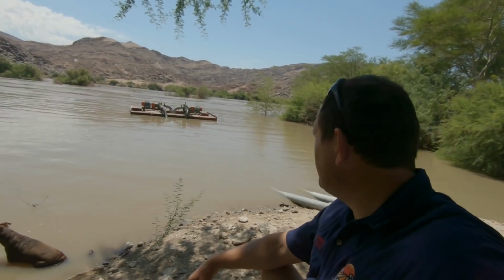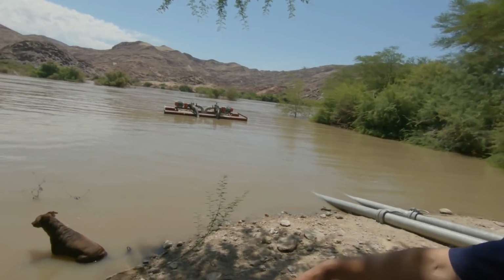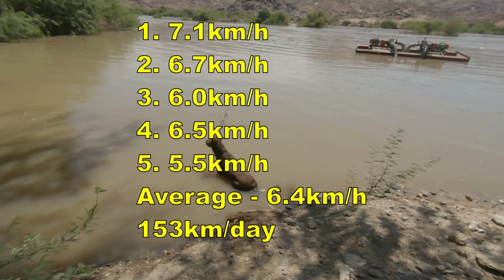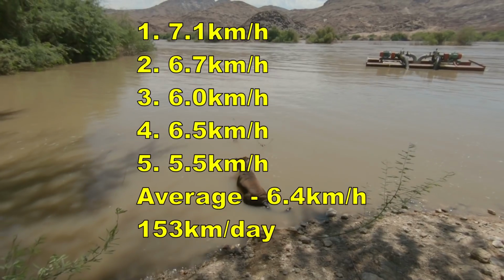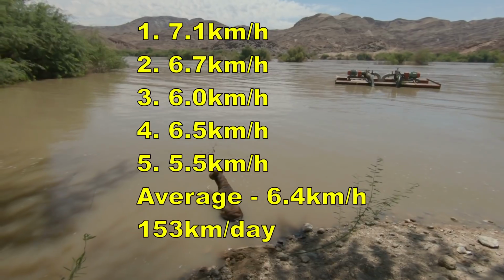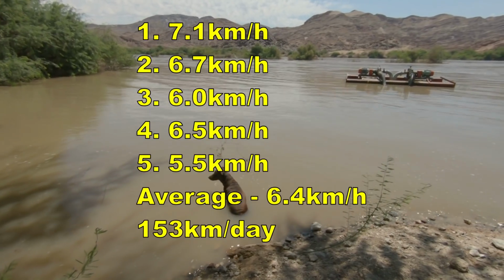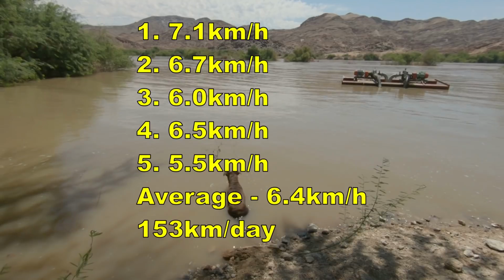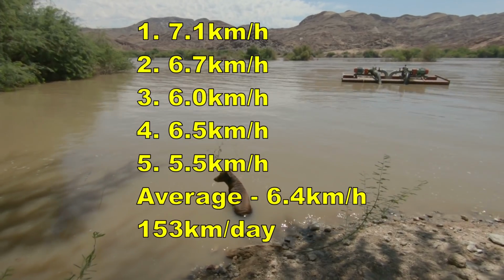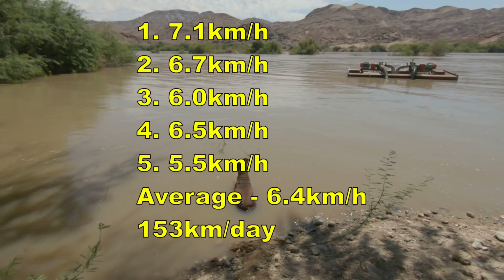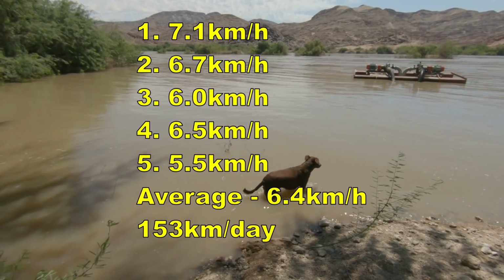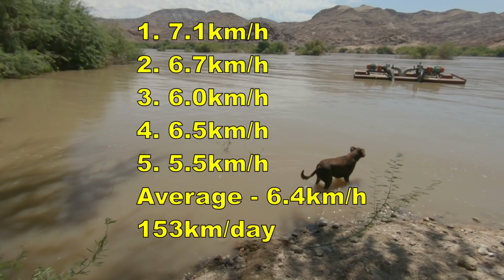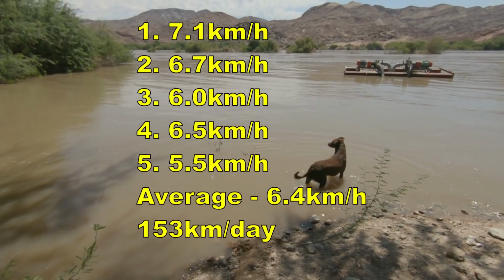So it's the next day. I did some number crunching and let's have a look at the numbers. The first measurement I did over the long distance gave me a reading of 7.1 kilometers per hour. That was 2,260 meters. But there's a rapid in that section which will obviously push up the number a bit higher. The other four measurements I did with the boat tagging along to the oranges gave me 6.7, 6, 6.5 and 5.5 kilometers per hour.